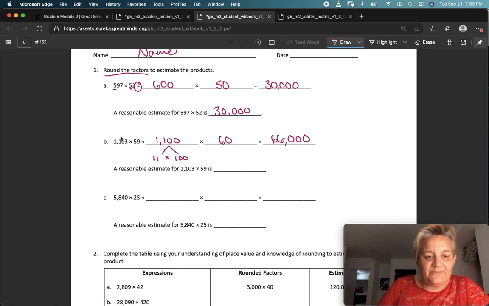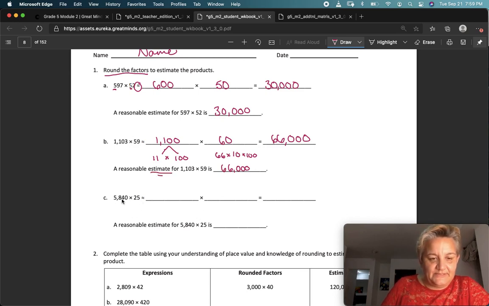So I rounded that down to 1,100, and I rounded this up to 60. And then all I had to do was multiply 6 times 11 to get 66. And then I had the 10 here and the 100 here. And what I came up with was 66,000. Do you see how I did that? A reasonable estimate for 1,103 times 59 is 66,000. Is that an exact answer? No, that's why it says estimate. Okay. Next one.